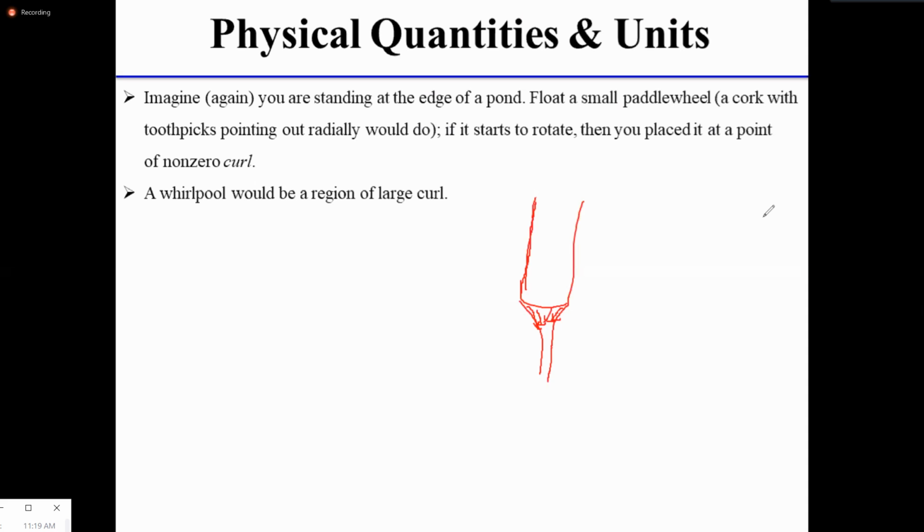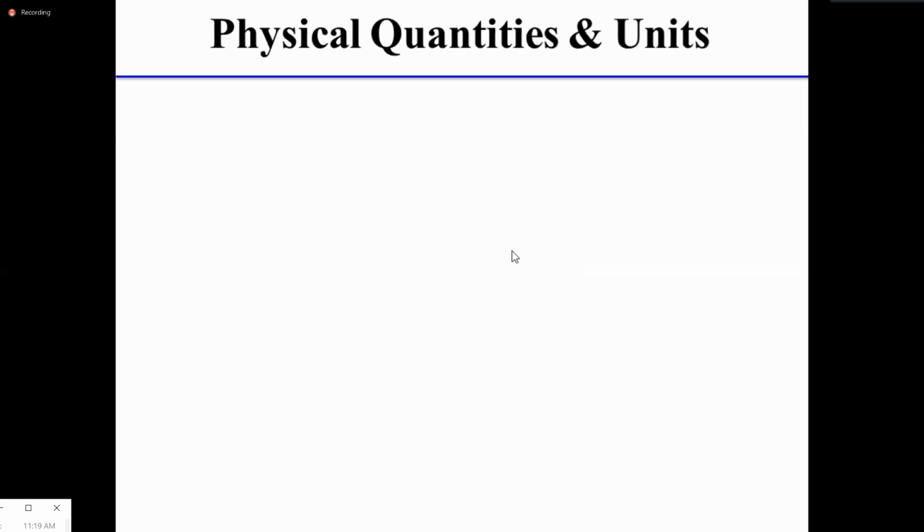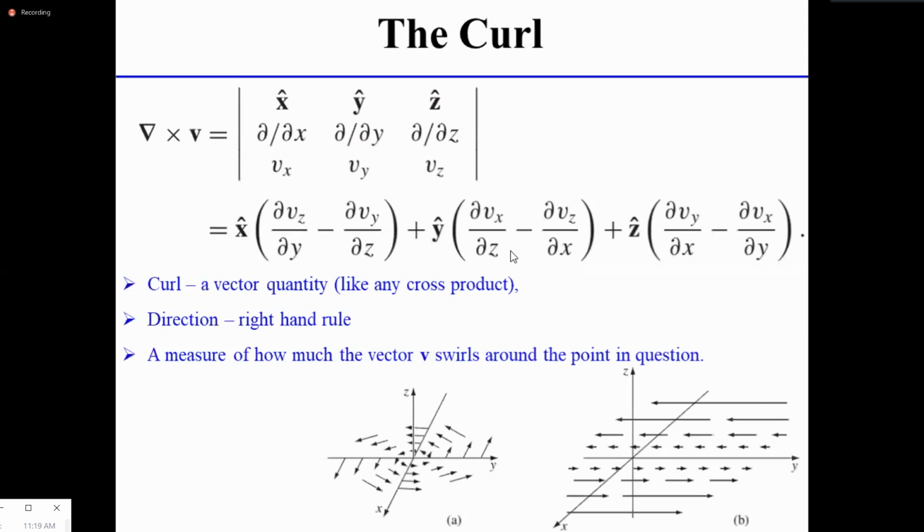Mohnish, yes, can you show the slide where you defined curl? Just a moment. Yes. So the second row of the matrix determinant is the partial derivative of that function, right? Yes. So it should be in the second line. It should be Vy into del V by del x, right?